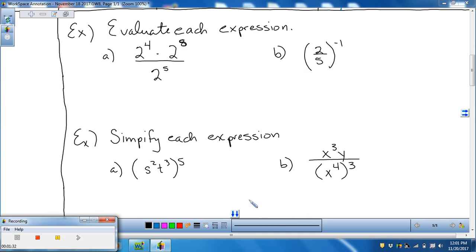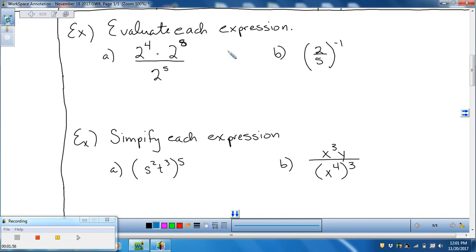Okay, first example, we want to evaluate each expression. We have problems A and B. And the first one, we have 2 to the 4th times 2 to the 8th divided by 2 to the 5th. We're going to do a combination of a couple of properties. We're going to do the product property and the quotient property. So the first one we're going to do is the product property. 2 to the 4th times 2 to the 8th.